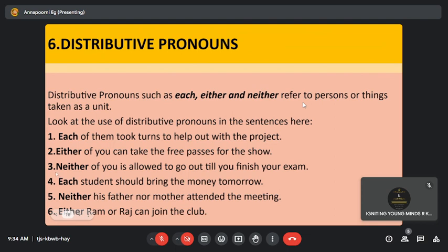But in the third sentence, you can see neither of you is allowed to go out till you finish your exam. Here, neither means many people. Nobody is allowed to go out. Okay, so in some cases, neither can show many people. But in most cases, neither means only two people. Like either. Either में दोनों है ना, दोनों में से एक. Similarly, neither means दोनों भी. Neither his father nor mother attended the meeting. Both father and mother did not attend the meeting. That's what it is telling. Okay, you can note down the definition.